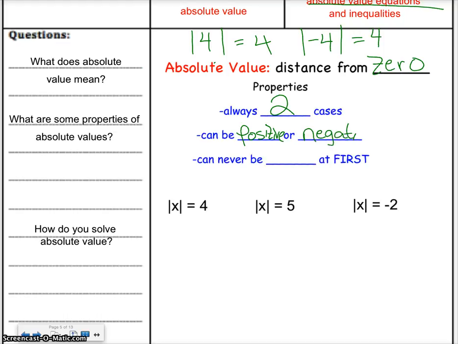It represents equal distance. So if I said the absolute value of 3 and the absolute value of negative 3, notice they're both 3 away from 0. They're both the same distance away from 0. The biggest thing, it can never be negative at first. Absolute value is always positive. You're always some kind of distance away. But there are negative numbers involved, but it's always a positive answer when you're first given it.